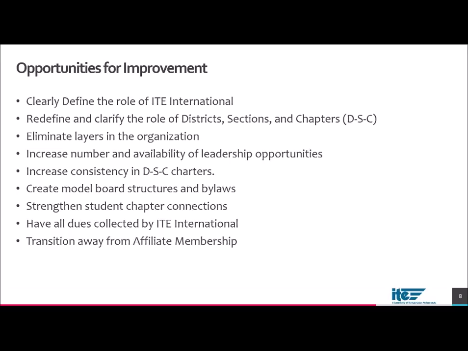Through that process, chapters will no longer collect dues. Those will be collected at the section level and supported through the section. I'll talk a little bit more about that in a minute. And then I already talked about the affiliate member category, and we'll talk about our proposal there.